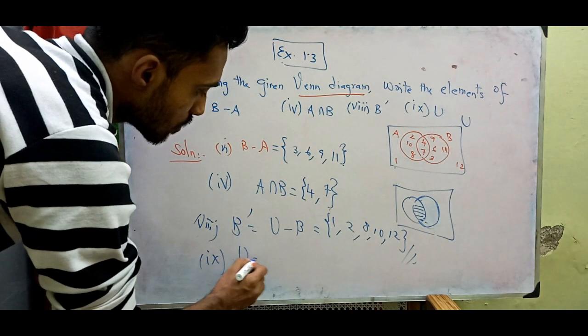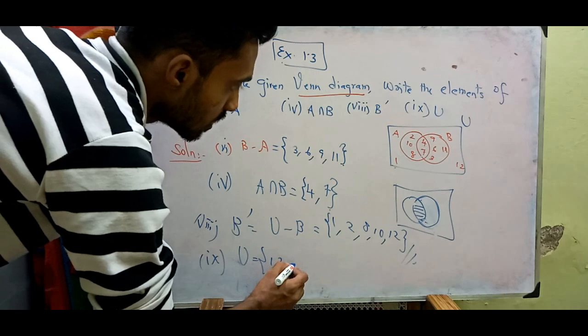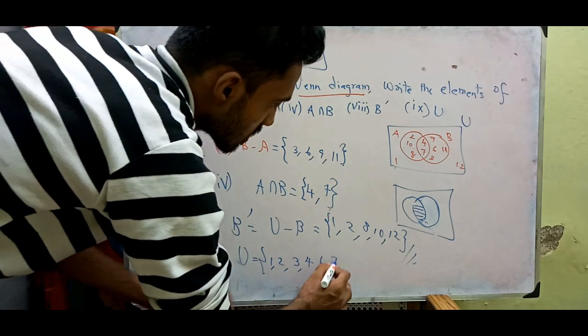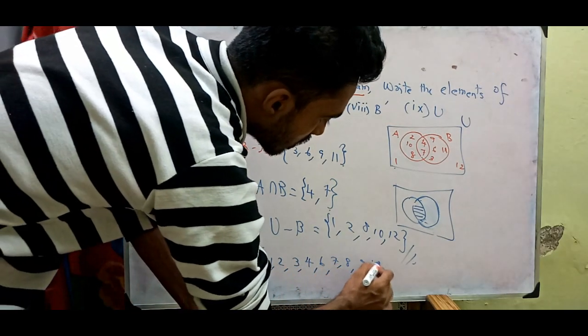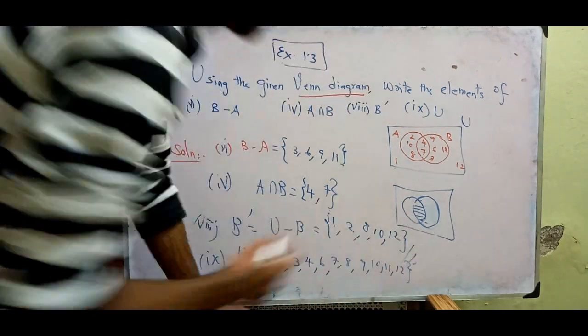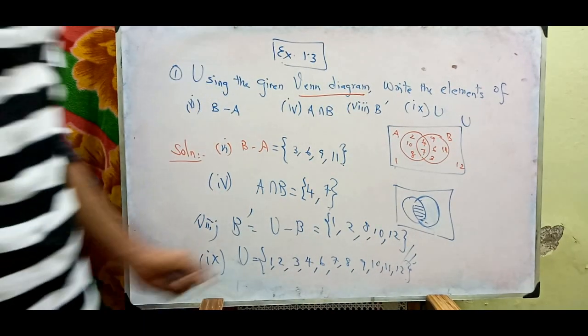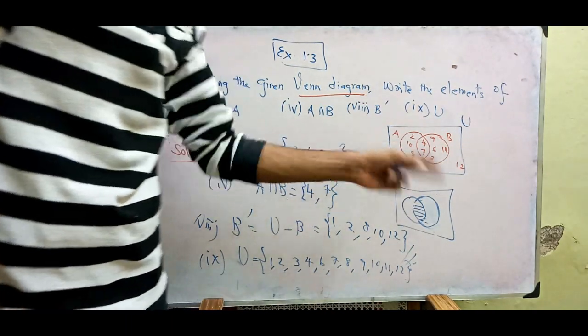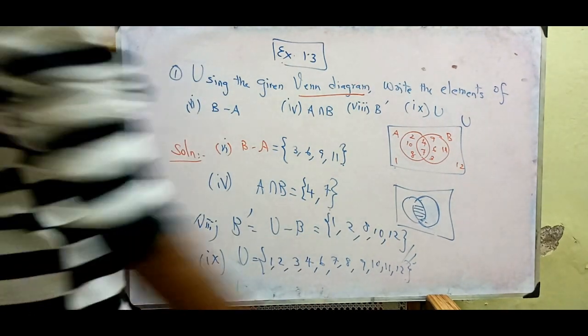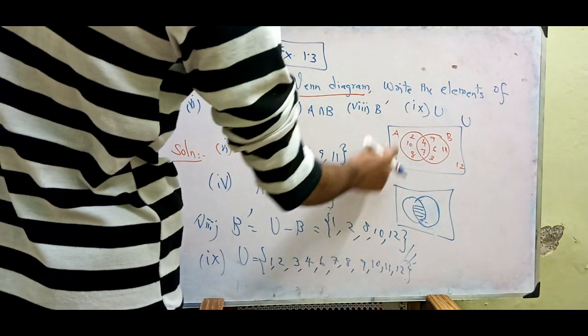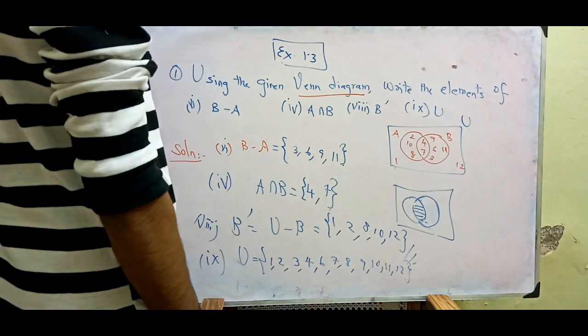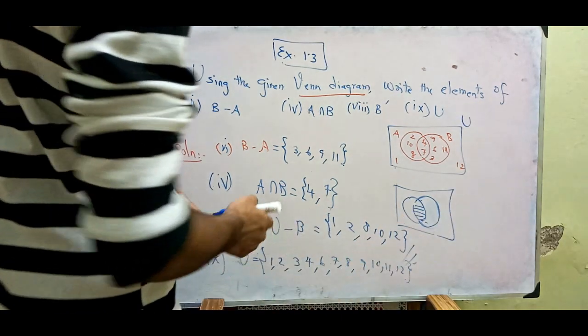U is nothing but 1, 2, 3, 4, 6, 7, 8, 9, 10, 11 and 12. So this whole thing is U, and in U you have to remove the B part, so that you will have 1, 2, 8, 10 and 12. That's it.